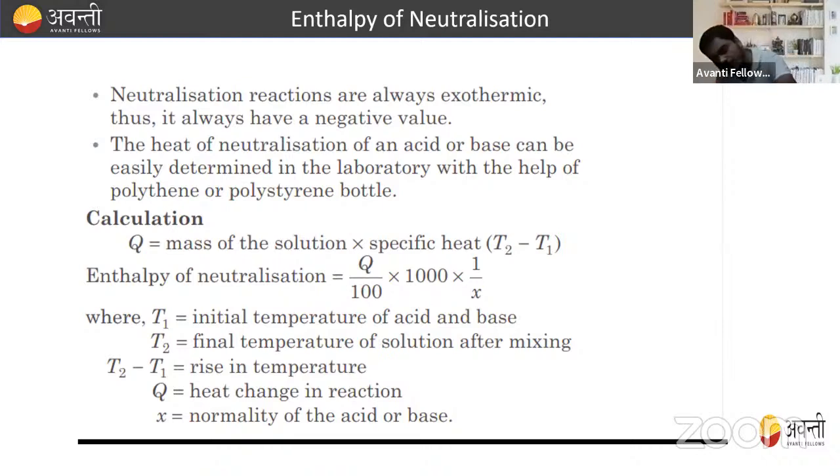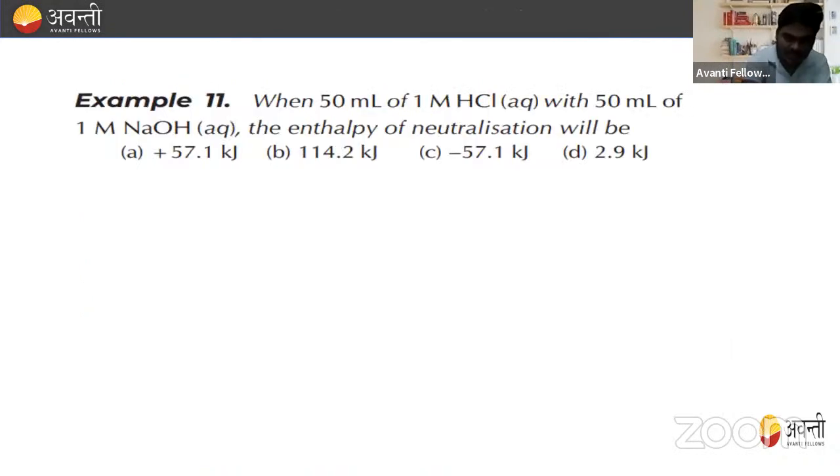So how will we calculate the enthalpy of neutralization? We know the formula: enthalpy of neutralization is equal to Q upon 100 into 1000 into 1 by X, where T1 and T2 are the initial and final temperature, and Q is the heat change in the reaction and X is the normality of acid or base. So this is how we can calculate.